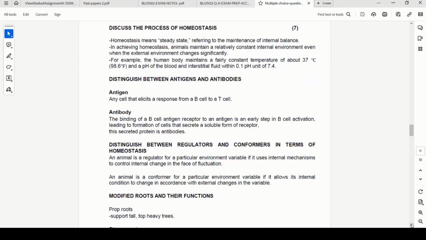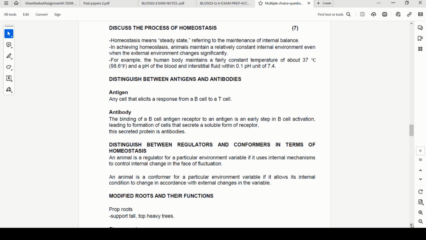So an antigen will be a molecule that elicits a response from a B cell or a T cell. Antibody: the binding of an antigen receptor to an antigen is an early step in the B cell activation, leading to formation of cells that secrete a soluble form of the receptor, and this is secreted as protein, the antibodies.